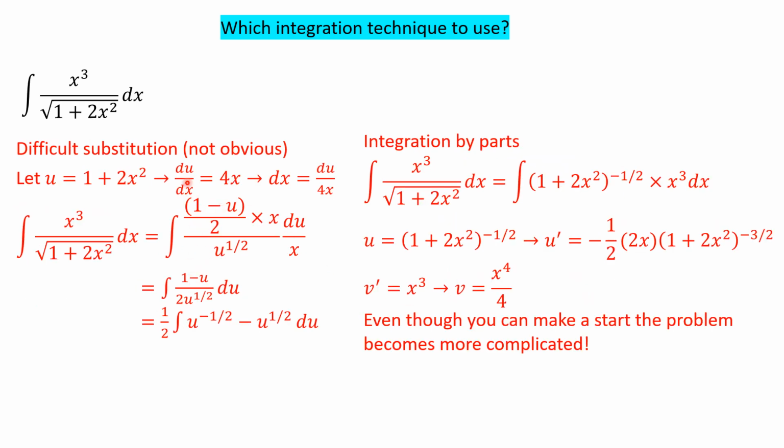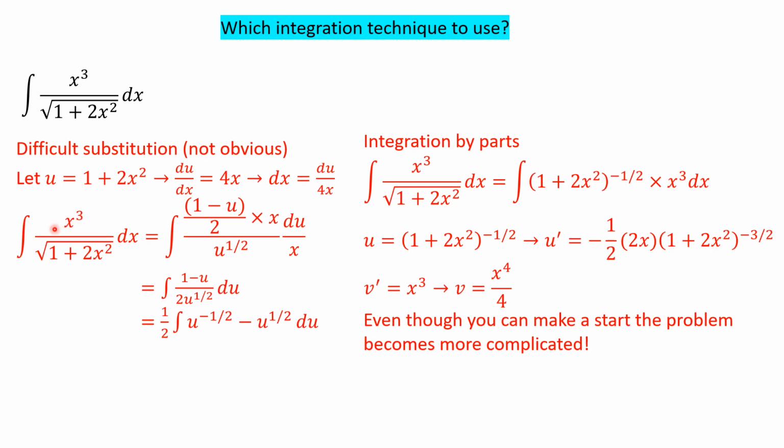This one is the harder example of substitution. Firstly, obviously it's not integration by partial fractions here. Integration by parts you can try; we'll talk about that later. With substitution, if you let u be 1 plus 2x squared, and then you find du/dx, and then make dx the subject.